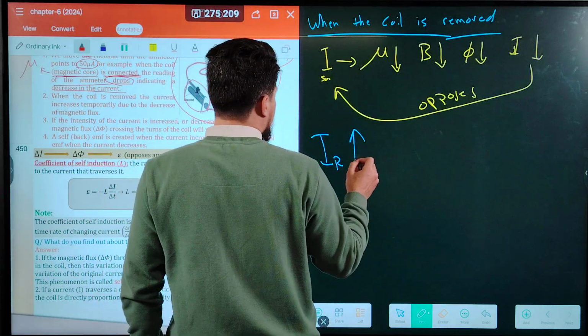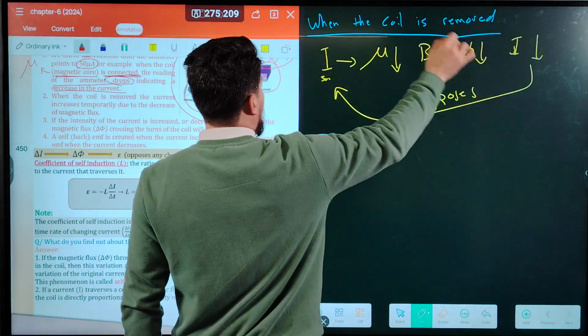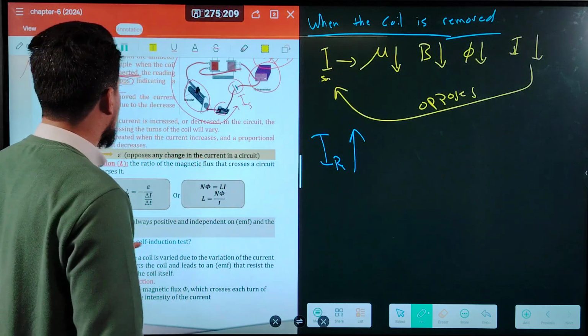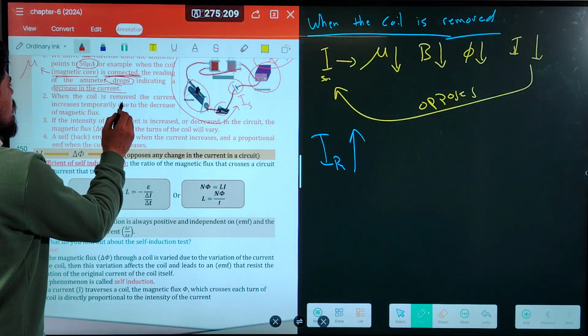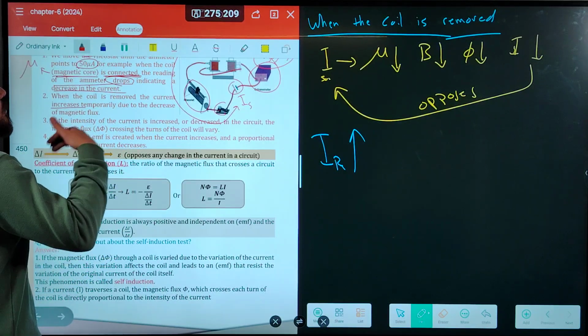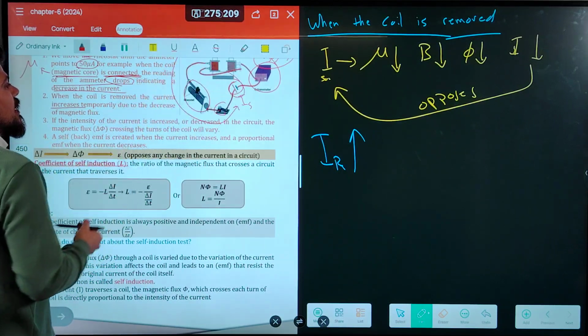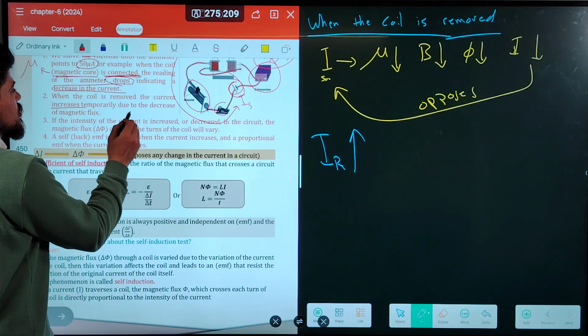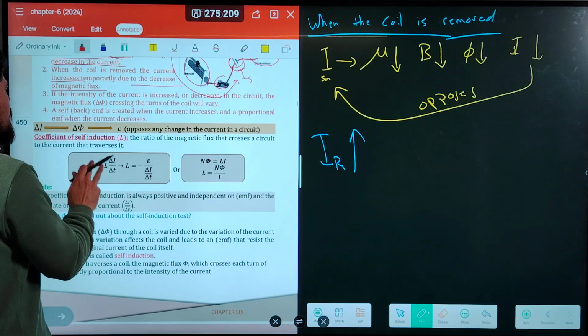Both the induced current and the current of the source become the same direction, so the resultant current increases. When the coil is removed, the current increases temporarily. This happens temporarily because the source is DC here, due to the decrease of the magnetic flux.